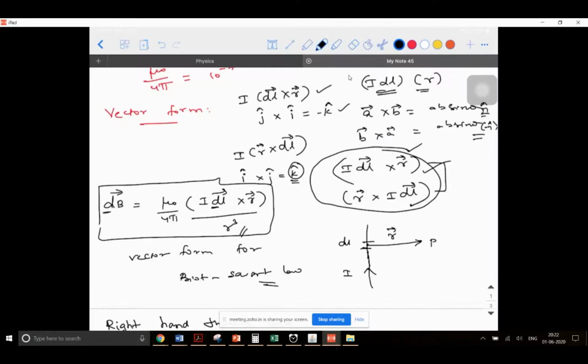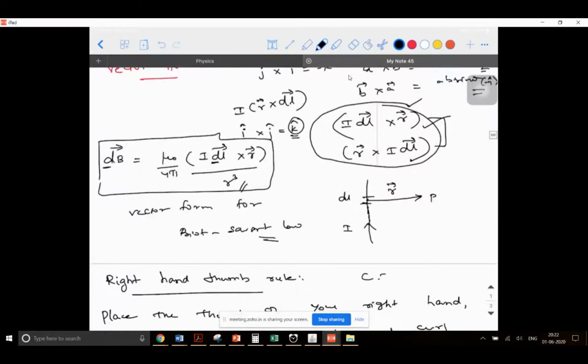I hope things are clear. Sir, what does mu naught depend on? Mu naught has something to do with electromagnetic waves. Generally, you know the speed of light, right? You will learn this in electromagnetic waves. C is equal to 1 divided by root of mu naught into epsilon naught. Epsilon naught is called the permittivity of free space. Mu naught is called the permeability of free space.